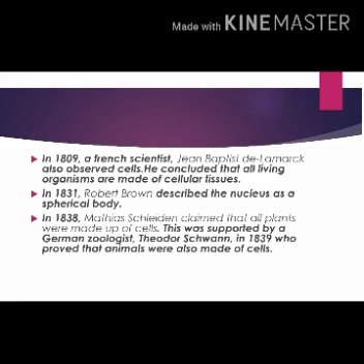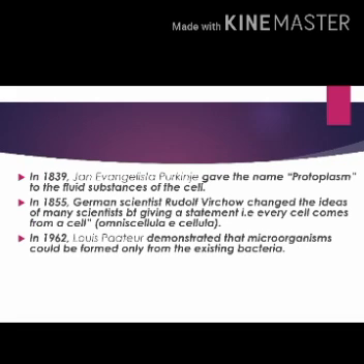In 1838, a German botanist, Matthias Schleiden, claimed that all plants were made up of cells, and this idea was supported by a German zoologist, Theodor Schwann, in 1839, who proved that animals were also made of cells. Thus, Schleiden and Schwann both proposed that all living organisms are made of cells, and it was the first statement about the cell theory which was proposed by Schleiden and Schwann.